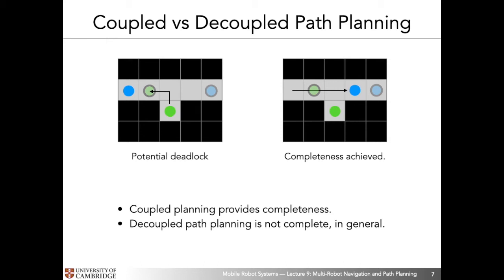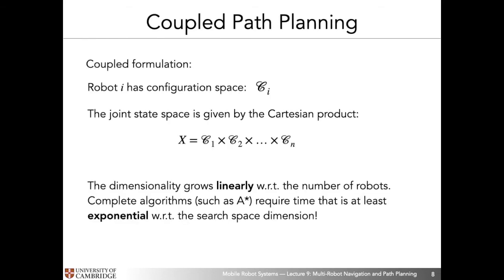So in the left-hand scenario, we have a potential deadlock, and in the right-hand scenario, if we plan such that the blue robot goes first, we are able to achieve completeness. In other words, all robots will eventually reach their goals, okay? So to summarize, coupled planning approaches provide completeness, and decoupled planning approaches do not necessarily provide completeness. Okay? So because of this, these two approaches towards planning problems are tackled in different ways, and we'll be looking at a couple of solutions for both of these different classes.